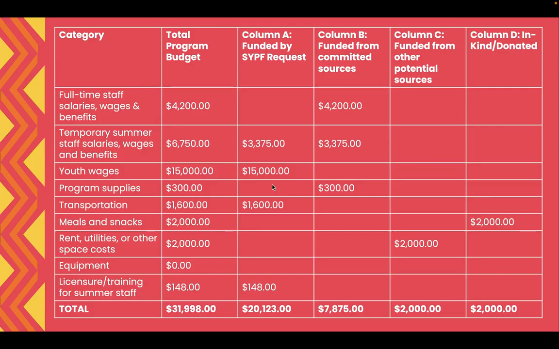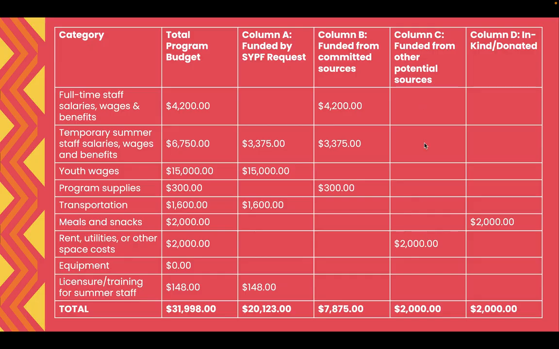Transportation, they are requesting that to Summer Youth Program Fund, and this is where things start to get interesting. Meals and snacks, right? They know there's a cost associated with that, but the total cost of that is being donated. And they had made a note on that on Table 1, so I know that's coming from Second Helpings. Rent, utilities, or other space costs, it looks like they don't have that in hand.